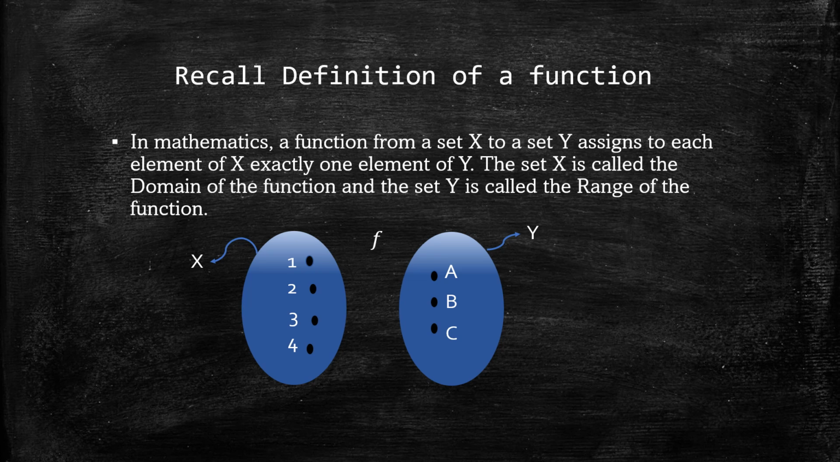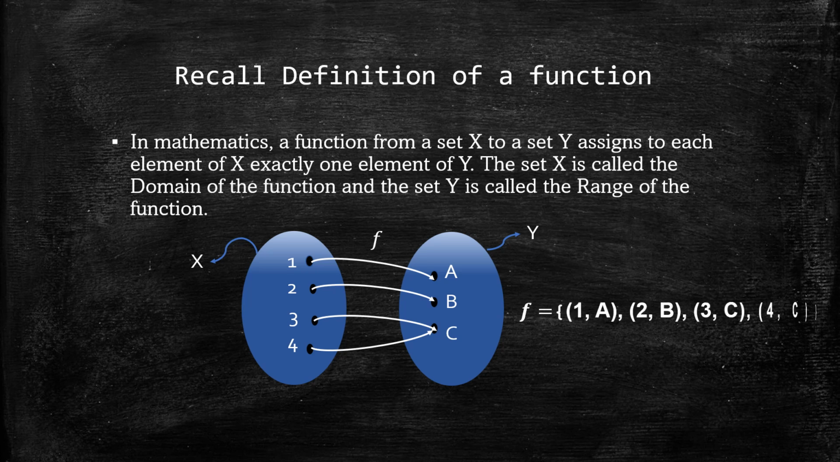A function is a relation between two sets where every element in the domain is related to one element in the range. So every element in the domain should be related to one element in the range. We call the first set the domain, and the second set the range. Keep in mind, we can have two elements in the domain related to the same element in the range, but we can't have one element in the domain related to two elements in the range.